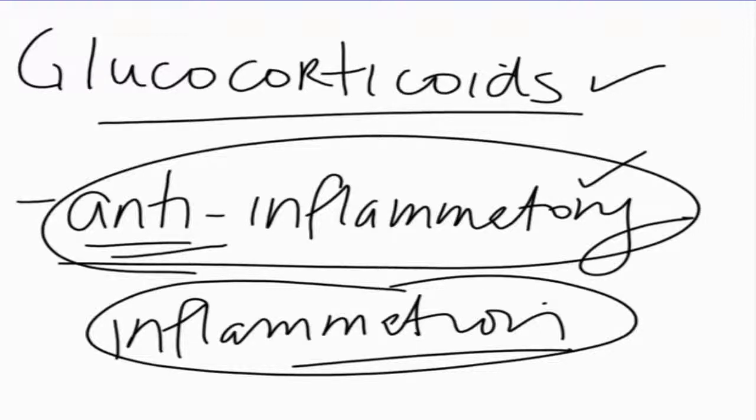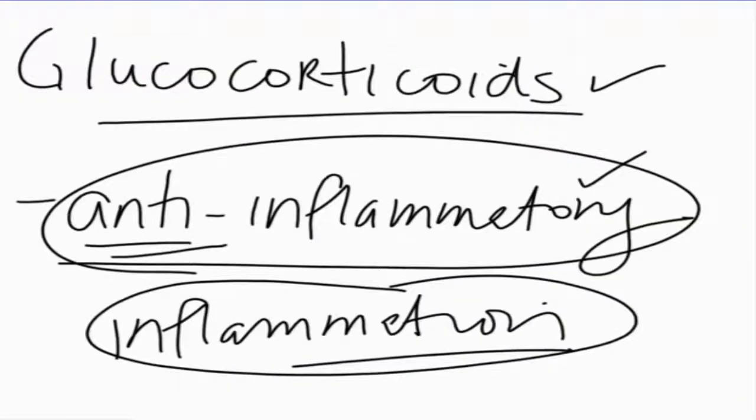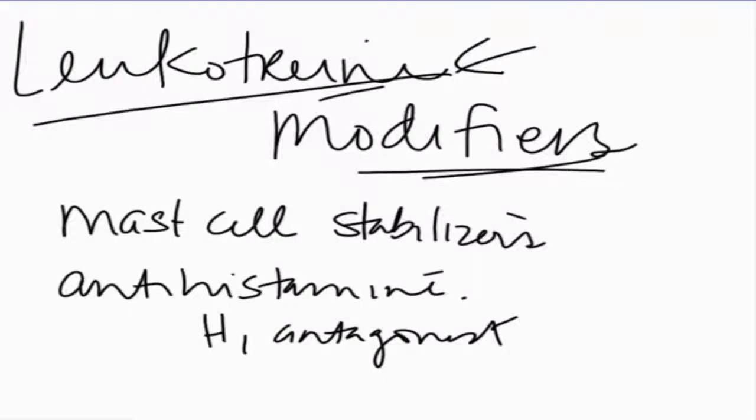It could be also again given through a dry powdered inhaler or through a metered dose inhaler or intravenously or orally through medication by tablet, and if peds a liquid. So these are the medications that help with anti-inflammatory medication to help combat inflammation. Other medications are leukotriene modifiers, mast cell stabilizers, antihistamine.